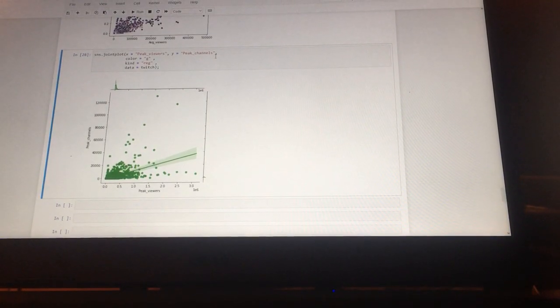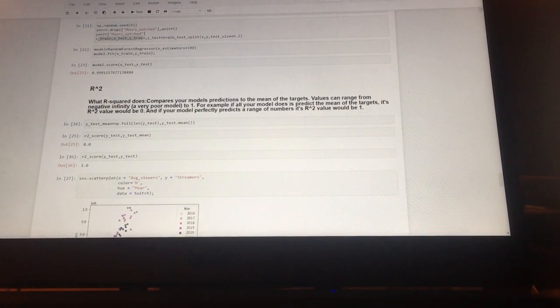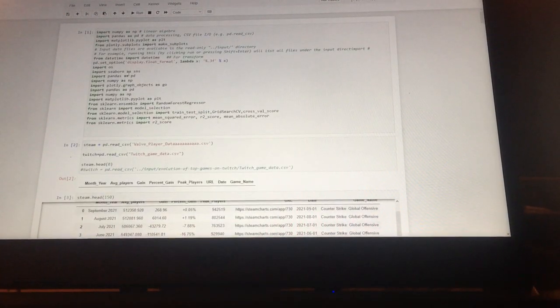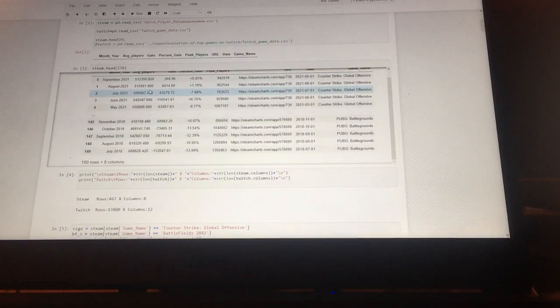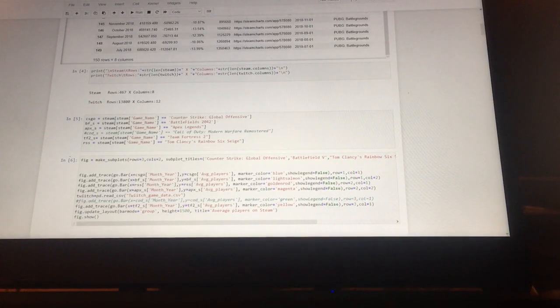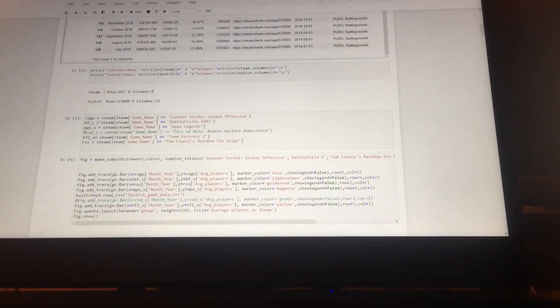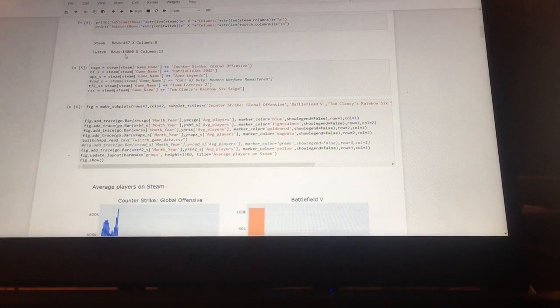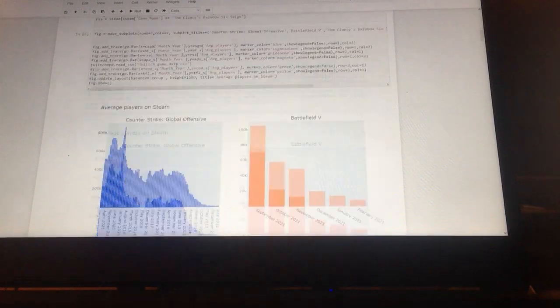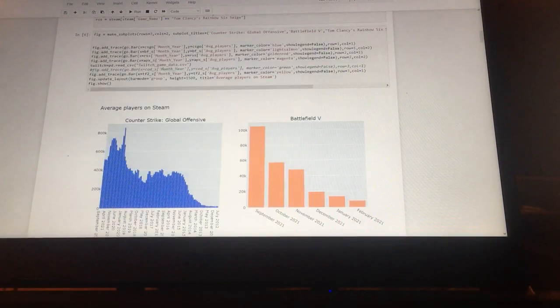Let's talk about our code. These are our libraries, and this is the Steam dataset. This is about its information. Steam has 467 rows and 8 columns. Twitch is way larger than this one.